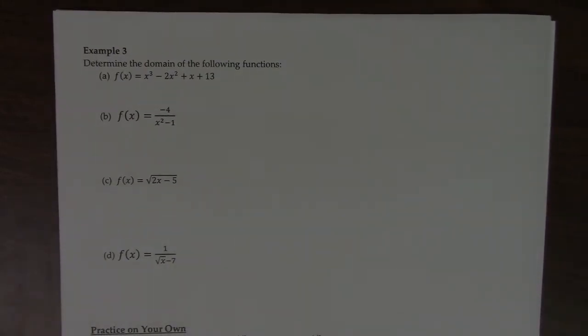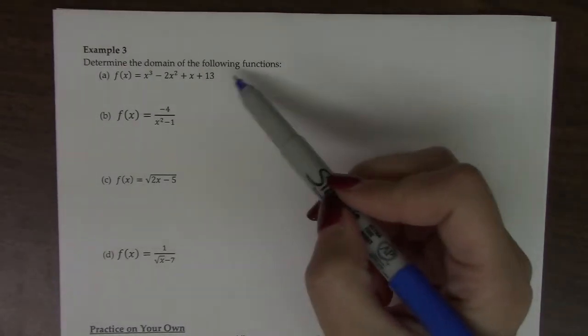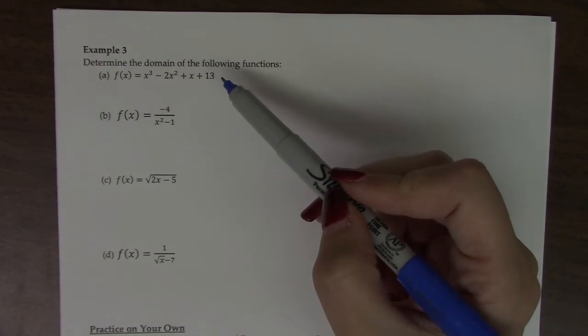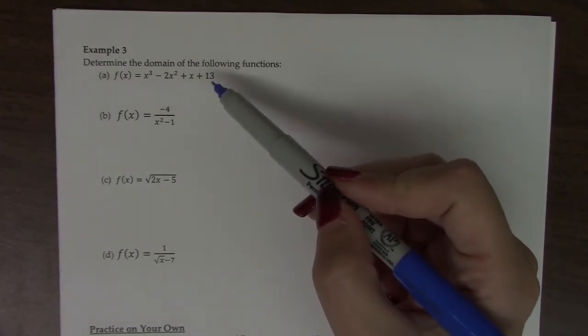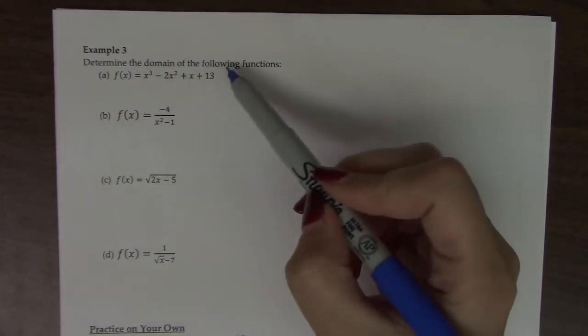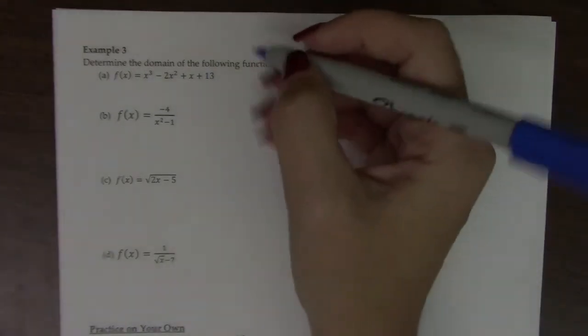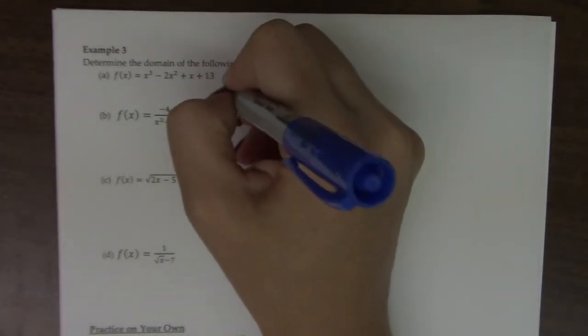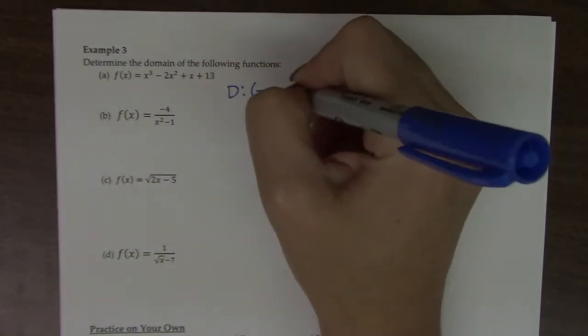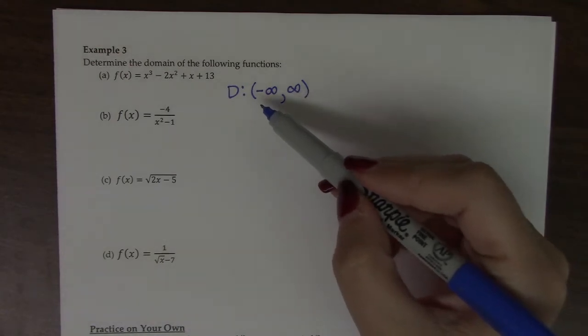Example 3 says find the domain of the following functions. If I look at this function here, it's a polynomial, and I see that there are no denominators, there are no radicals, or square roots. There are no logs in this function. So there's really no reason that every value of x is not allowed to be plugged in here. So in this particular problem, we would say that the domain is all real numbers, or the interval from negative infinity to infinity.